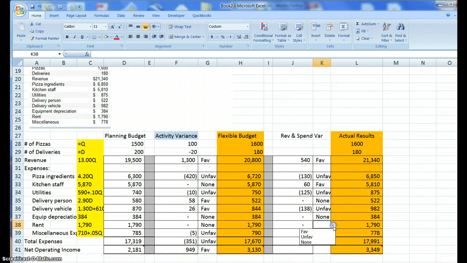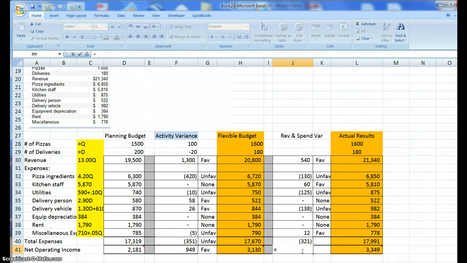Again, I can put in none or unfavorable, depending on what the variance is. None, because there is no difference, and that's typical when there's a fixed expense, but it doesn't always hold. And in this case, we're favorable because we're a little bit under plan on the miscellaneous expenses. I'm going to go back to the auto sum feature in Excel and add up all my costs. My costs are not favorable. I only have the 72 favorable, offset by over 300 in unfavorable costs, netting 321 unfavorable.